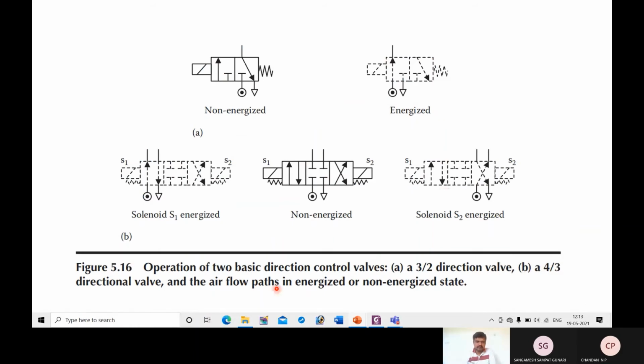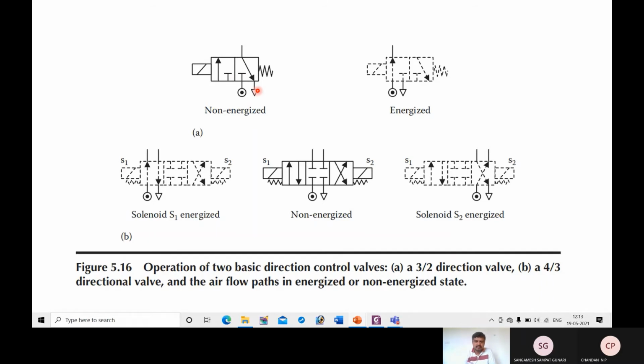Next, operation of two basic direction control valves. One is 3x2 and another will be 4x3. So, the 3x2 direction control valve and the 4x3 directional valve. Here is a representation of non-energized and energized. If it is non-energized, that means it doesn't receive an electric signal, this is the position: contact between these two ports, 2 and 3.